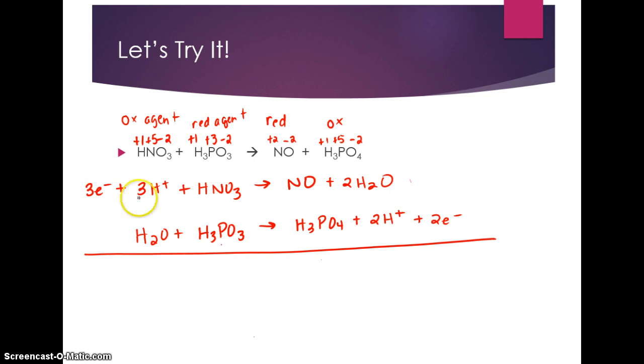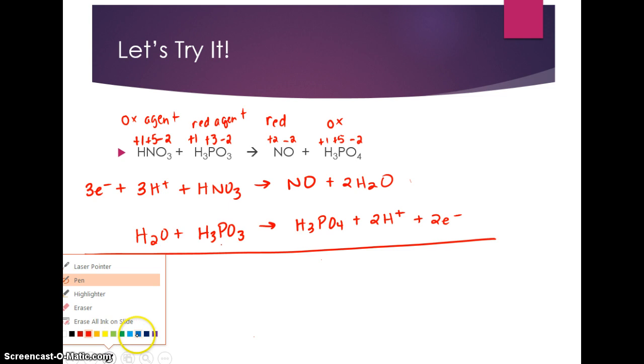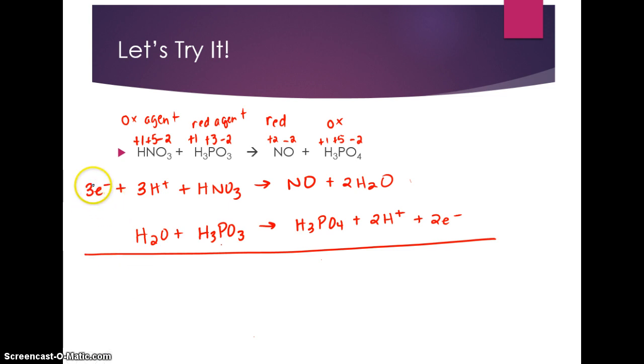Now we have to make sure these electrons are equal so they cancel out. Well, I have a 3 and a 2, which means I have to multiply both of mine by a number. So I'm going to go through and multiply these all by 2. So this becomes 6, this becomes 6, this becomes 2, and this becomes 4.